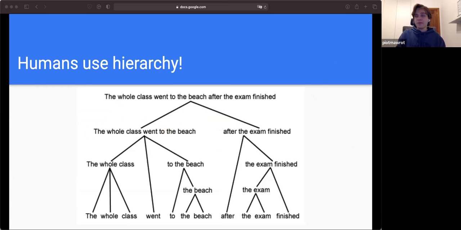But these are very abstract examples in the end of the day. So now let's look at another very simple sentence. The sentence is, the whole class went to the beach after the exam finished. Here we can see a decomposition of this sentence into a parse tree.